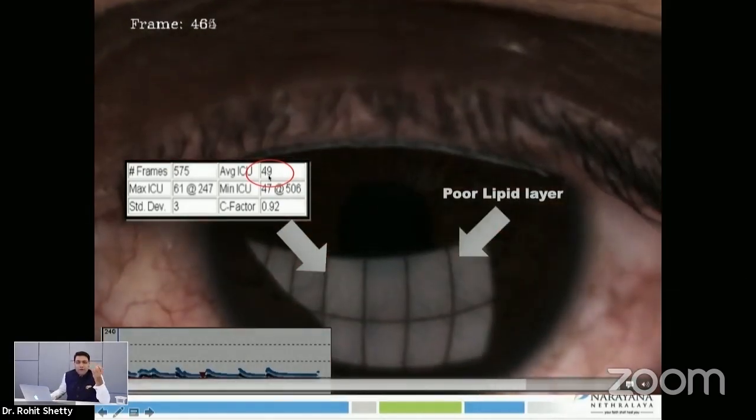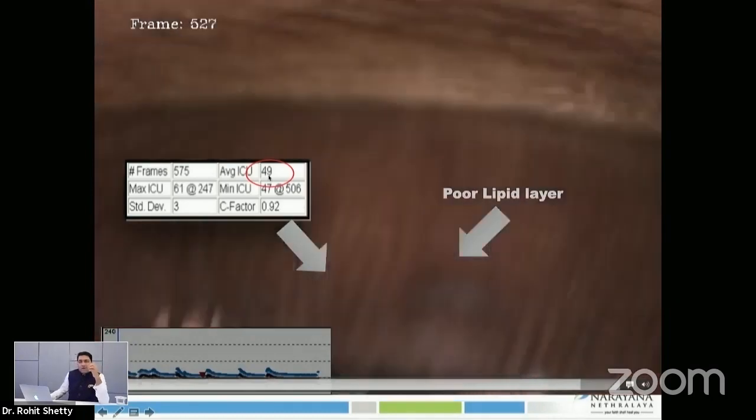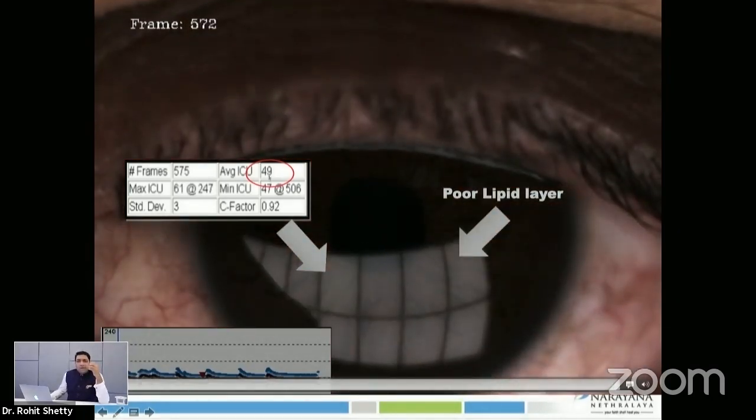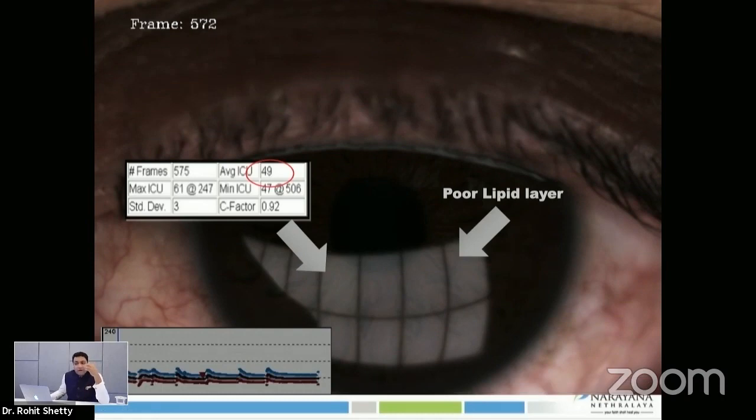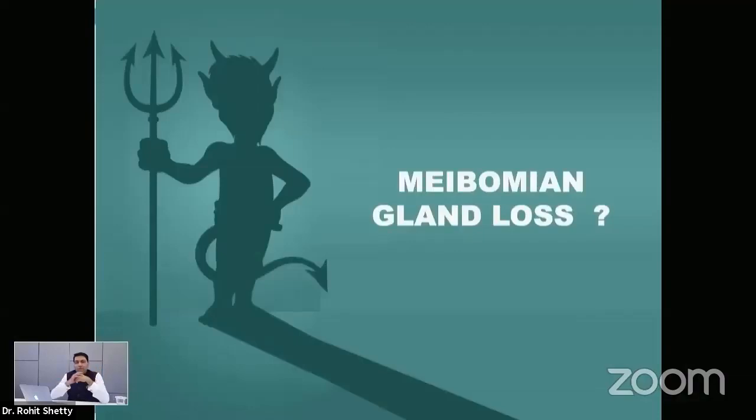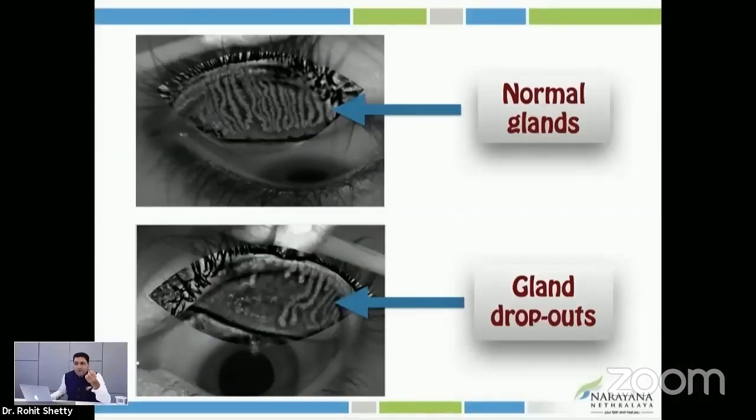There's a one shot diagnosis which makes you understand that, apart from your regular TBUT and Schirmer's and staining, this tells you the state of the lipid. It's very important because this classifies into different levels of tear film changes. The second component is the importance of Meibomian glands and the gland loss itself.